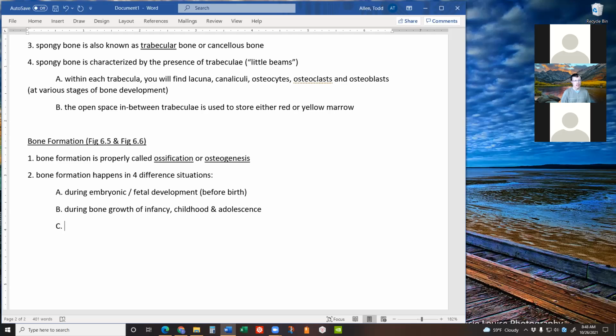Third one, you're going to have bone formation during the remodeling of your bone. So, you know, if the osteoblasts need to deposit some extracellular matrix down to build more dense, stronger bones to handle your weightlifting activities in the gym, that's going to be bone formation processes as well. And the fourth scenario that you're going to get bone formation, you can probably predict, is going to be during the repair of a bone fracture.